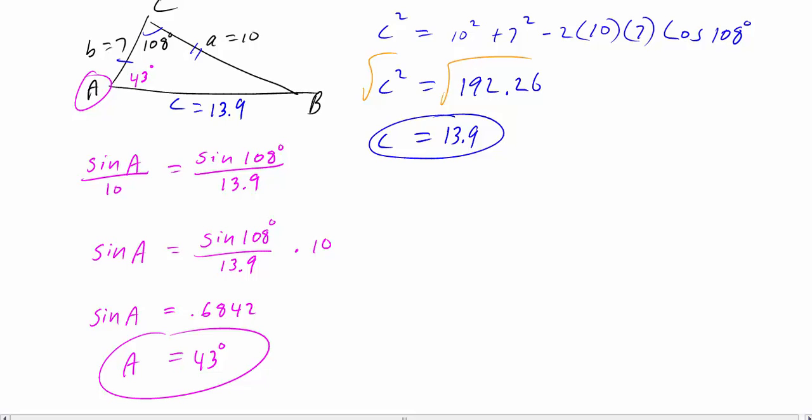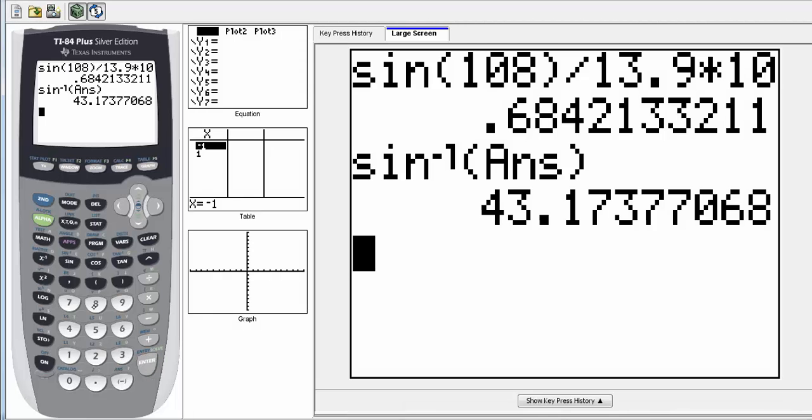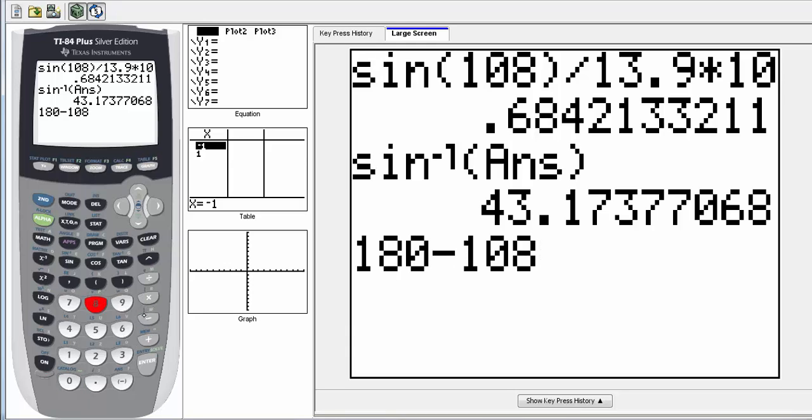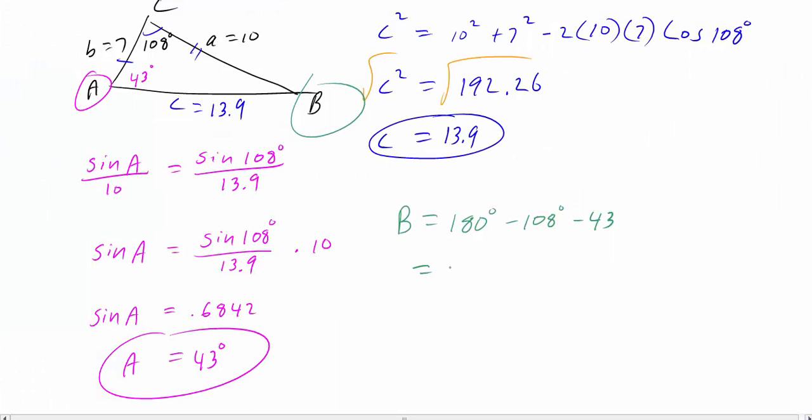And then of course if we want to find angle B, we could just use the idea that we know all three angles are going to add up to 180, so we could take 180 minus 108 minus 43, and we get an angle of 29 degrees. So here we have now solved the entire triangle.